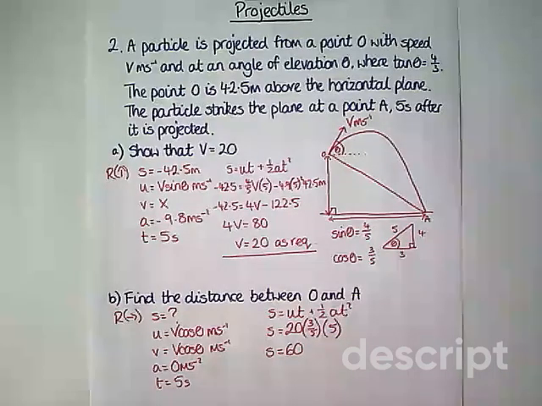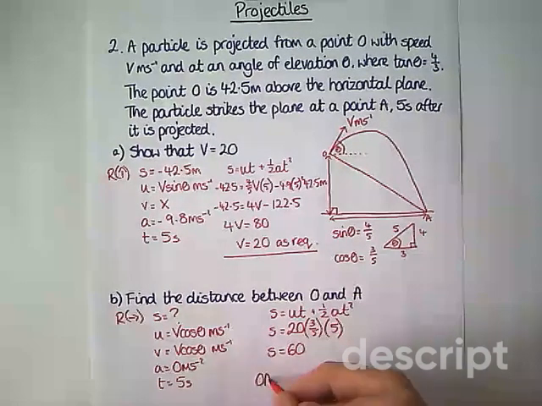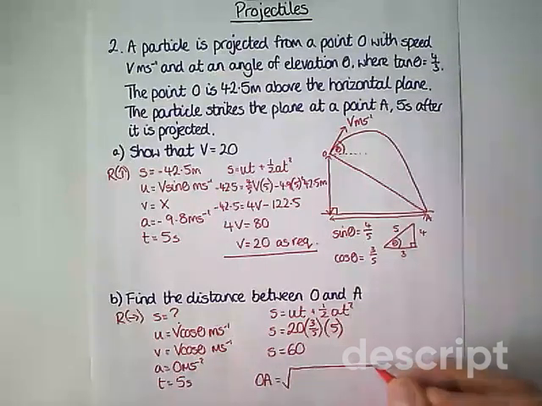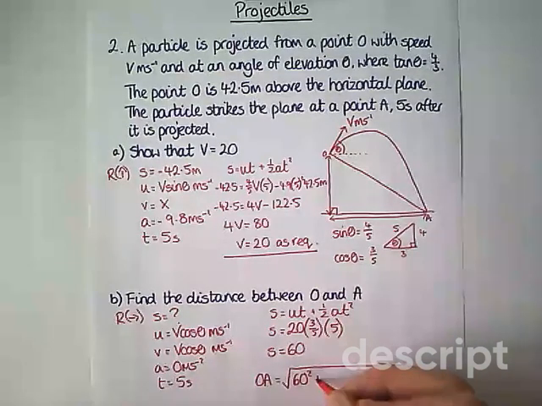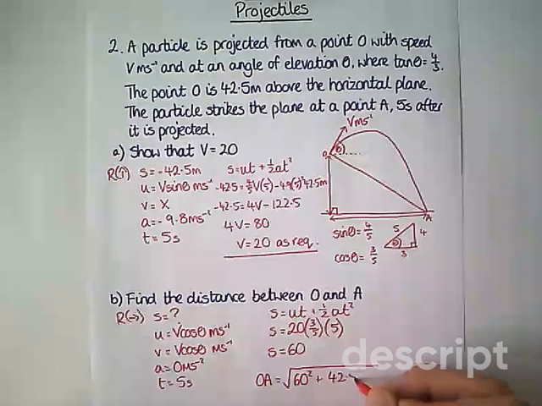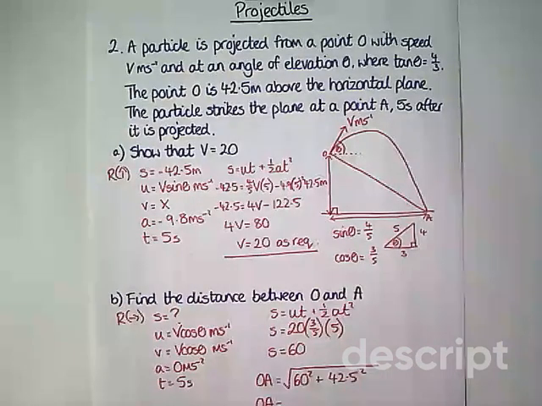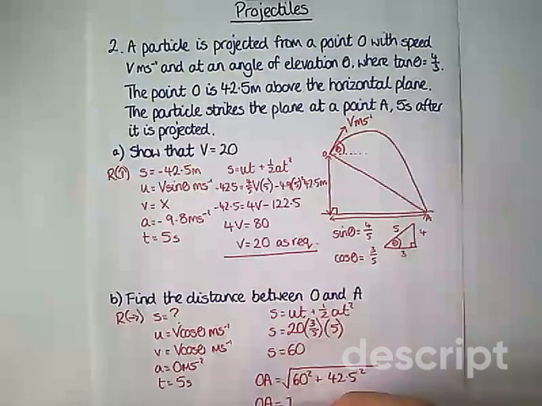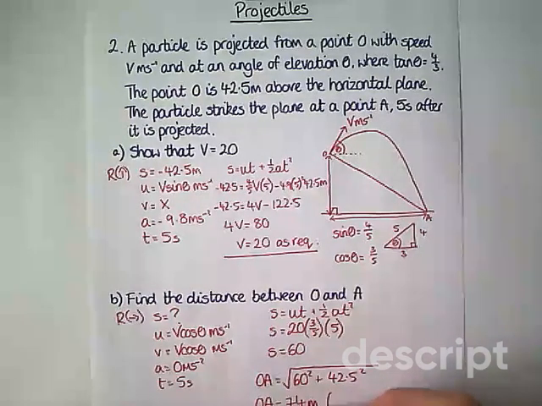So then to find OA, we're going to do the square root of 60 squared plus 42.5 squared, which is 73.5, so therefore 74 meters, correct to two significant figures.